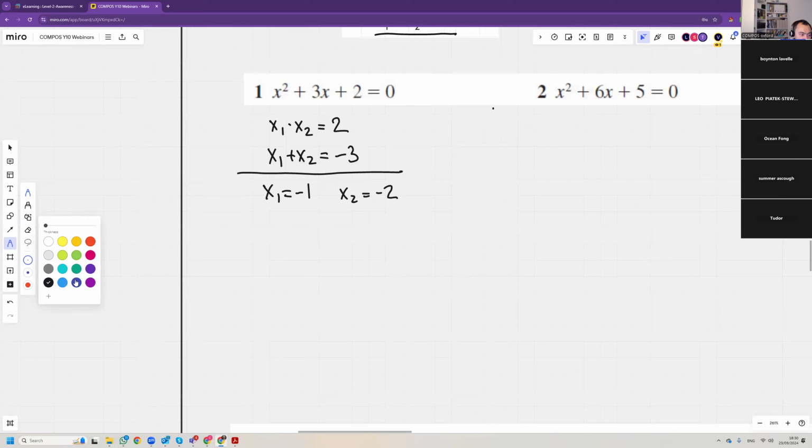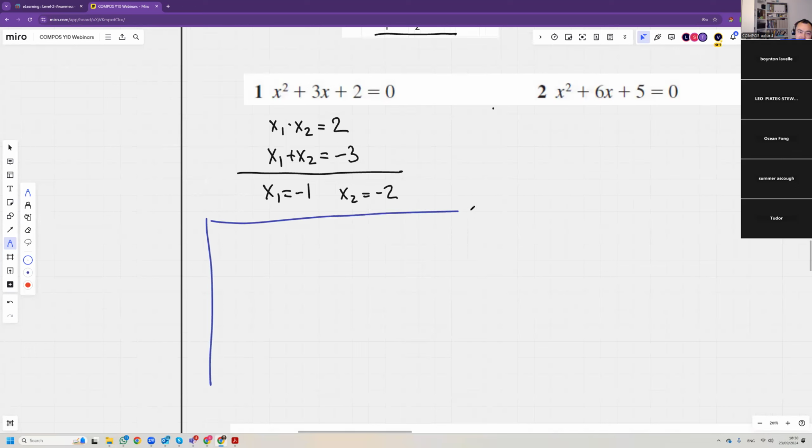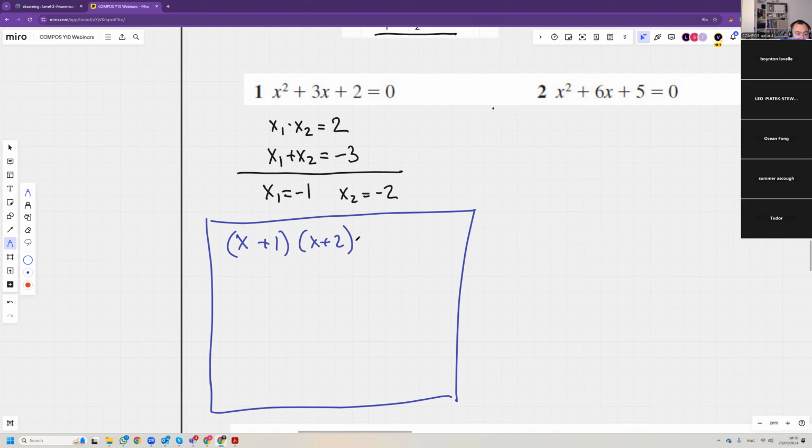Now, in school, you were taught to do this by factorization. It's a very similar process. You factorize: x plus 1, x plus 2 equals 0. That means x plus 1 is 0, x plus 2 is 0, and you have x1 equals minus 1, x2 is minus 2. Same thing, except here you just skip the factorization step.